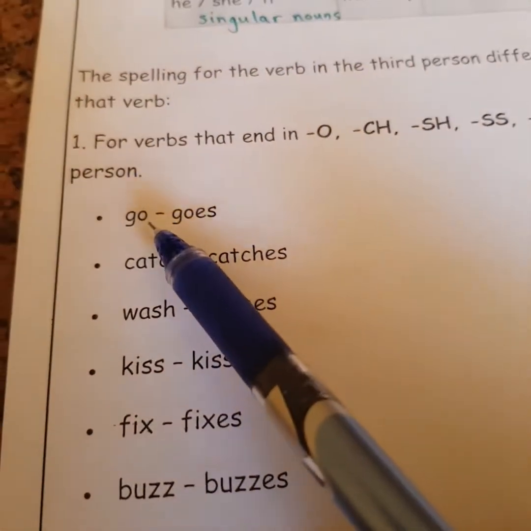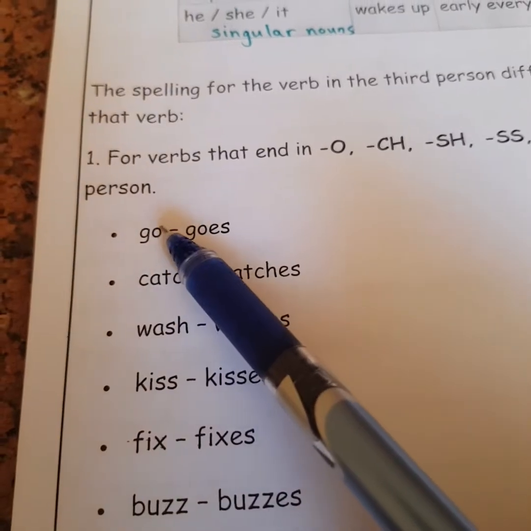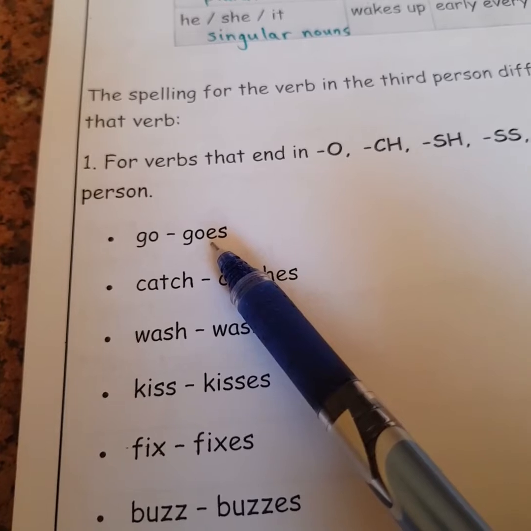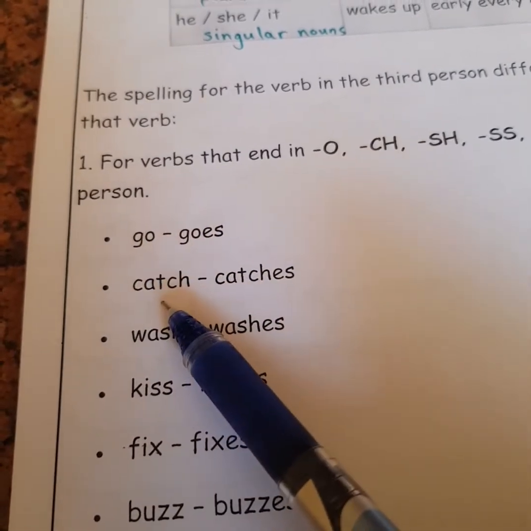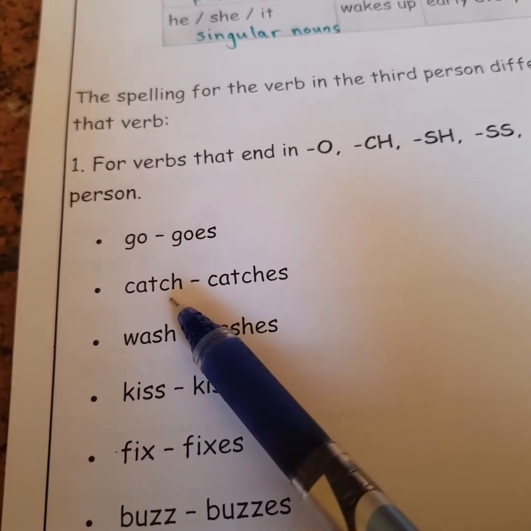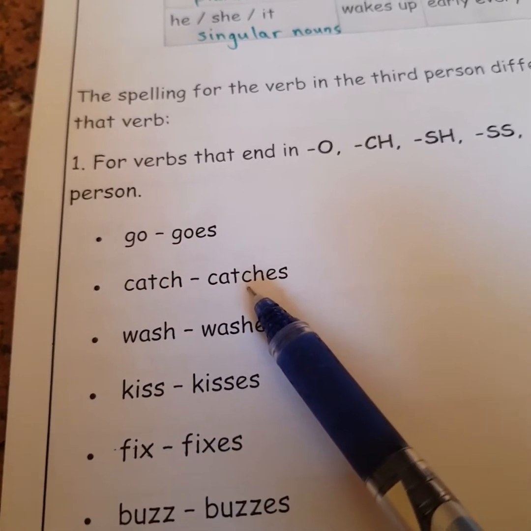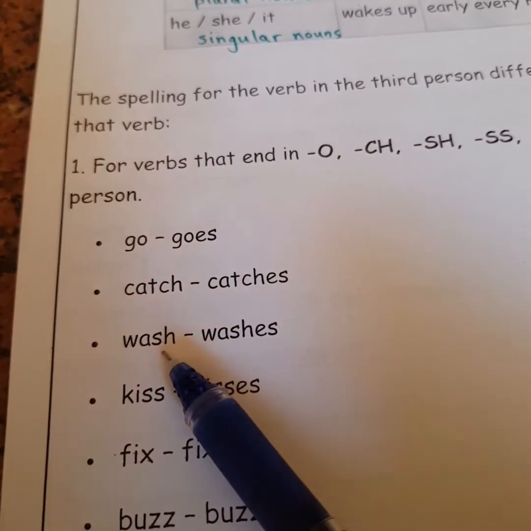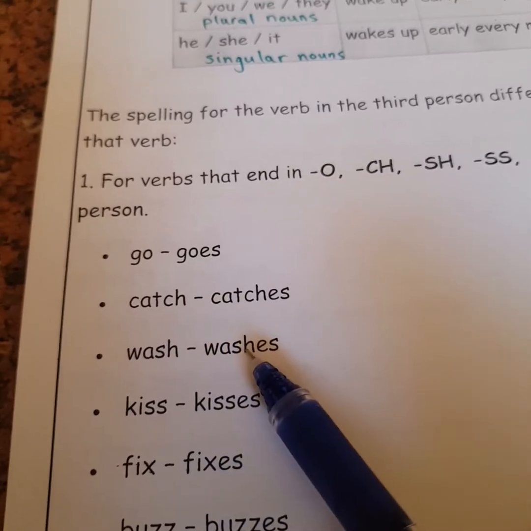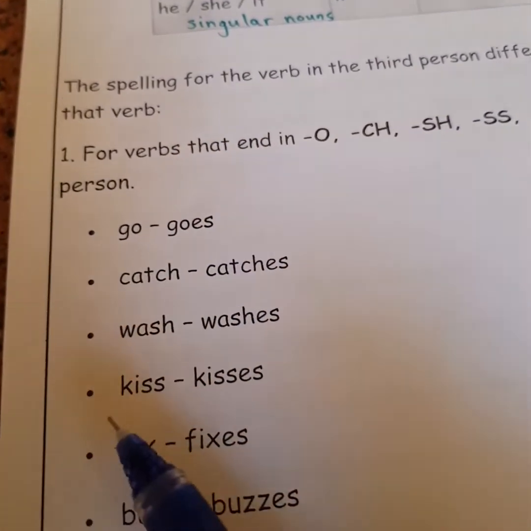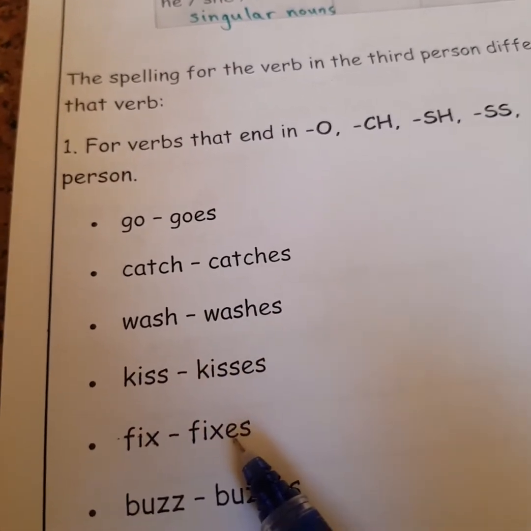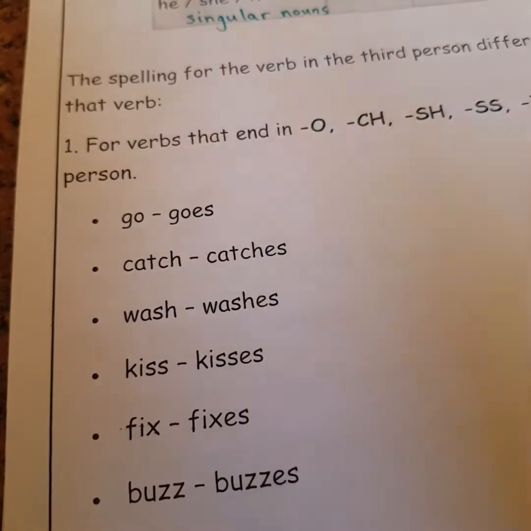We have go, it ends with o. So the verb is goes. Catch, the verb ends in ch. بنتهي الفعل عنا ب ch فبتصير عنا catches. Wash, بنتهي الفعل ب sh. The verb ends in sh. We add es: washes. Kiss, kisses. Fix, fixes. Buzz, buzzes.